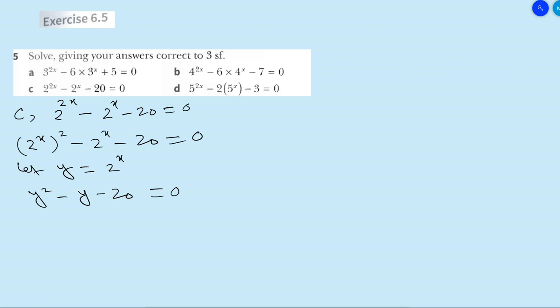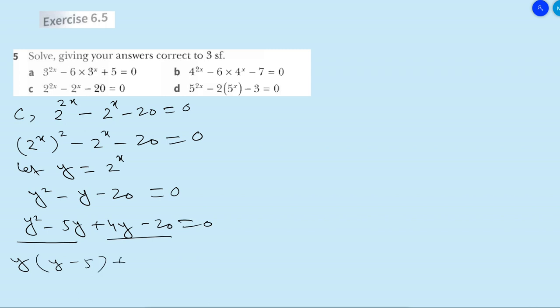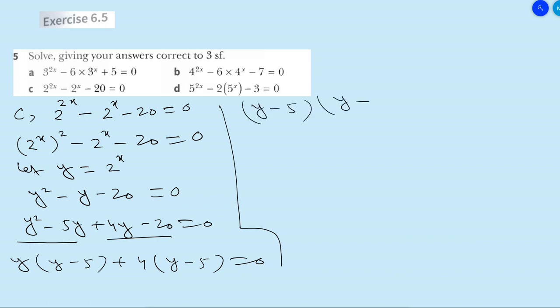This is a quadratic equation. Middle-term break method. y square minus 5y plus 4y minus 20 is equal to 0. Taking y common, y minus 5, plus 4 times y minus 5 is equal to 0. y minus 5 into y plus 4 is equal to 0. y is equal to 5, y is equal to minus 4 is the answer of y.